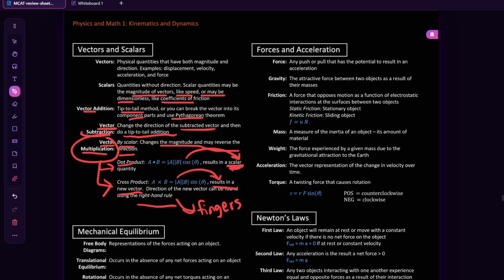So your dot product, again, let's say the magnitude of vector A times the magnitude of vector B times cosine of the angle between them, which is your dot product. The result tells you how much the two vectors point in the same direction as each other.